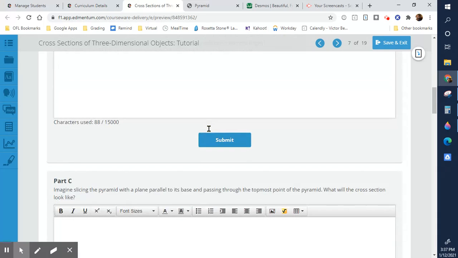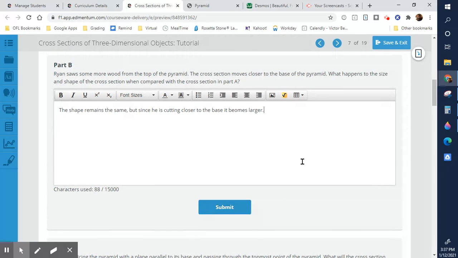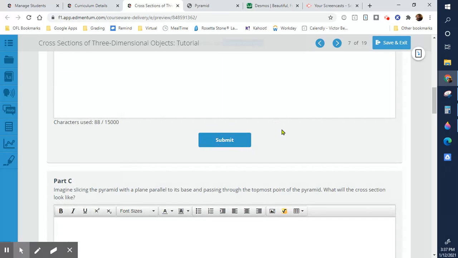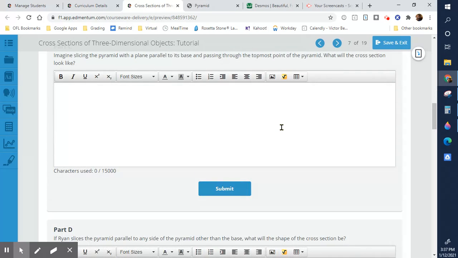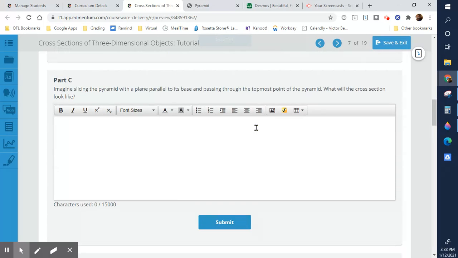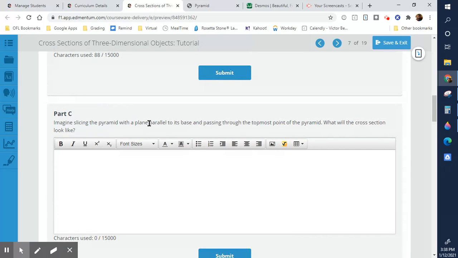So the shape remains the same, but since he's cutting closer, it becomes larger. And I'm sure you guys can word that a lot better. All right, so the next one, imagine the pyramid. Imagine slicing the pyramid with a plane parallel to the base passing through the topmost point.